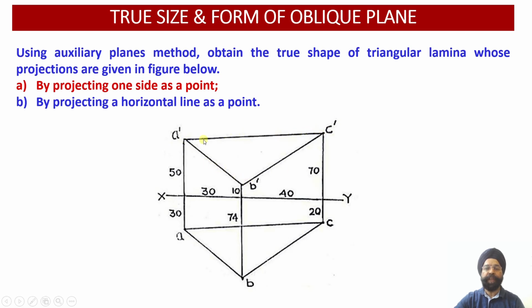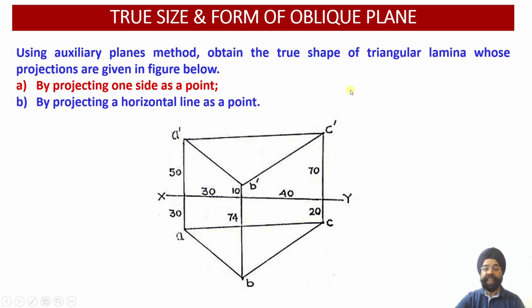And once we are able to obtain the edge view of the lamina, which might be having any number of edges, next we are going to draw another auxiliary plane parallel to that edge view, and the auxiliary projections we obtain on the third auxiliary plane will provide us the true shape of the lamina, because we had drawn the third auxiliary plane parallel to the edge view of the lamina.